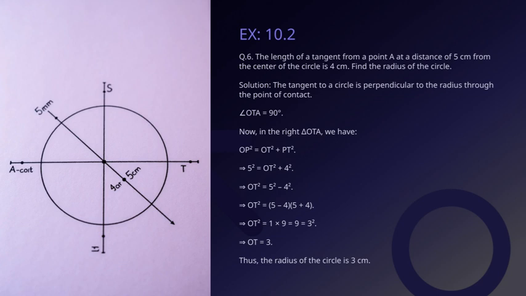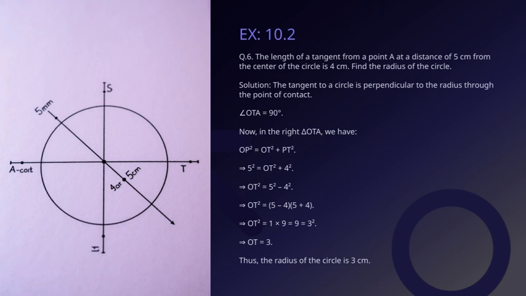Now, looking at the right triangle delta OTA, we recognize that angle OTA is 90 degrees, which confirms the right angle at T. And, as a key point, remember that the tangent to a circle at a point is always perpendicular to the radius drawn to that point. This is a fundamental property that underpins many problems involving tangents.